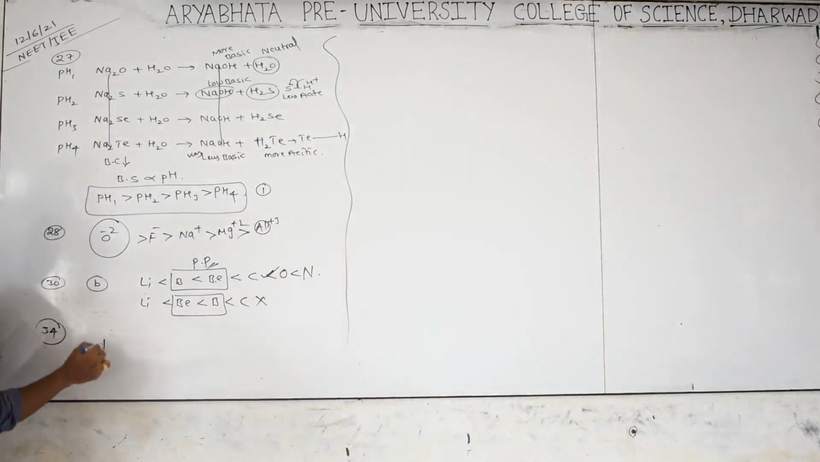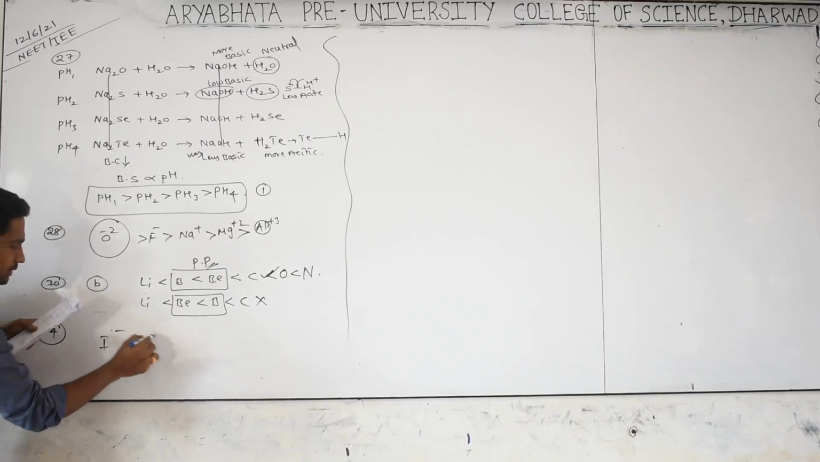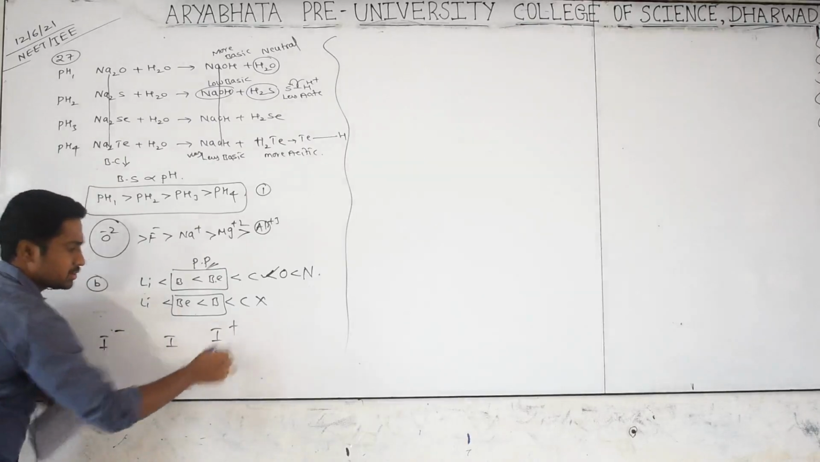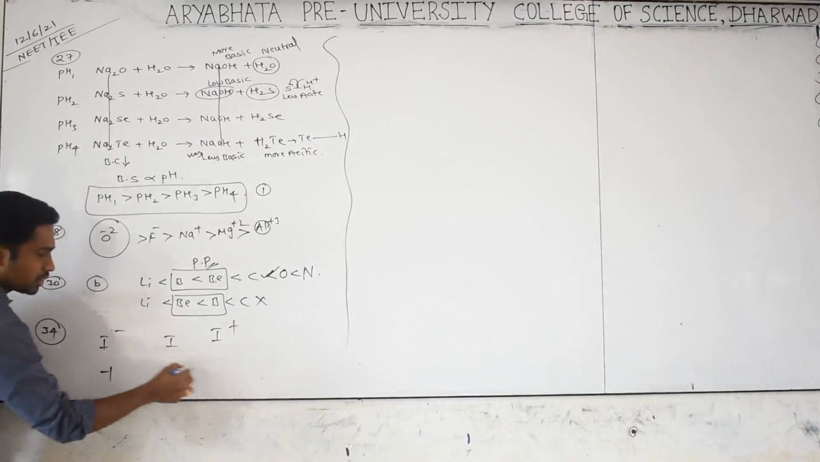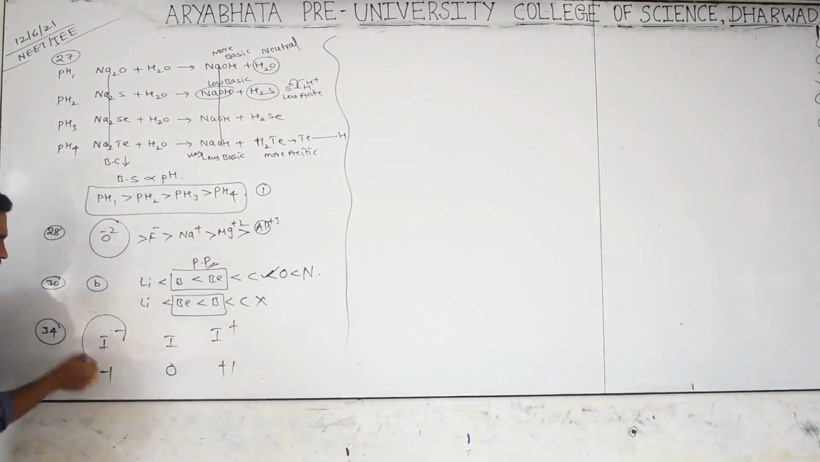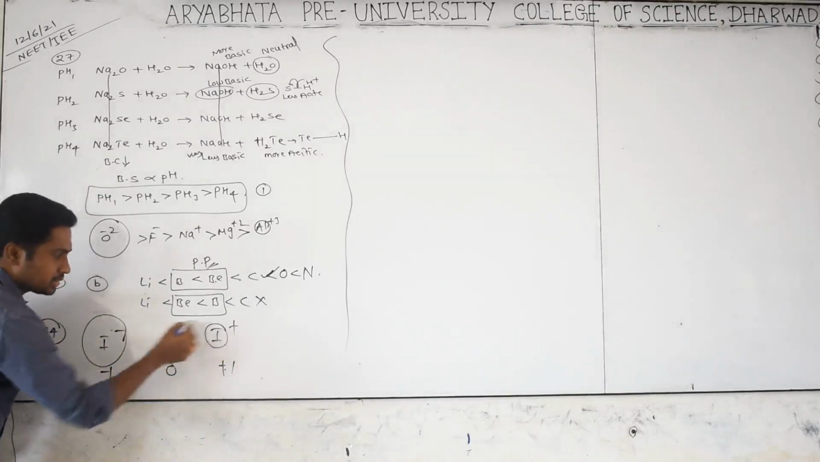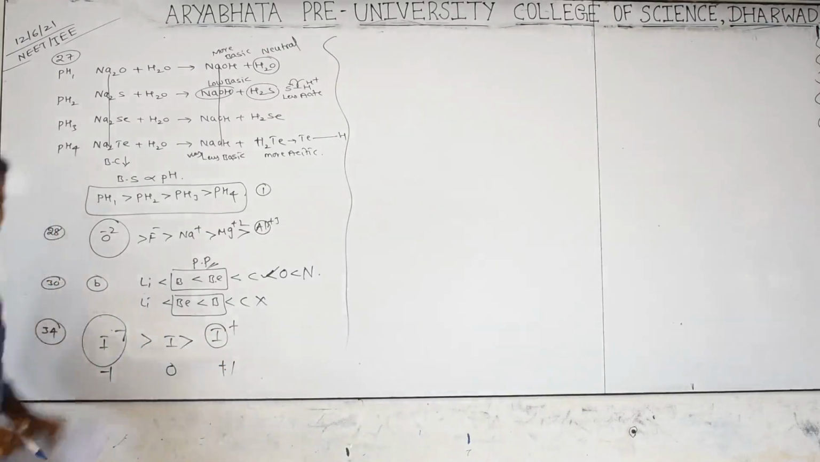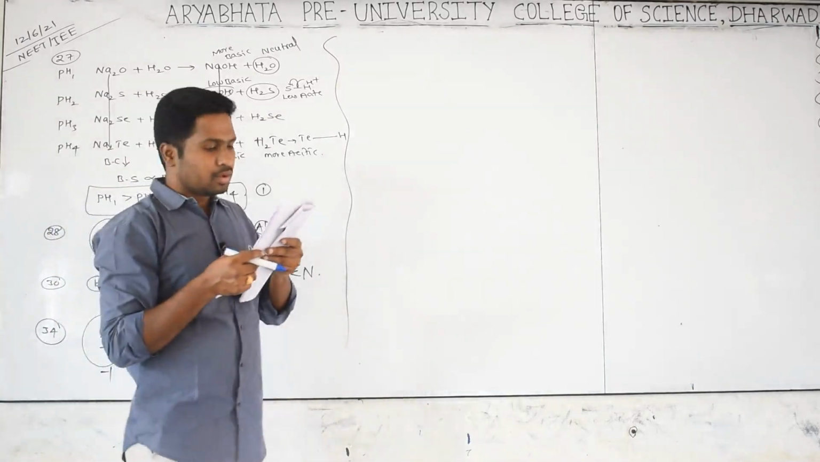Given I minus, I and I plus: minus 1, 0 charge, plus 1 charge. More charge means less size; less charge means bigger size. That's why this is the order. I think option B. Go for next.